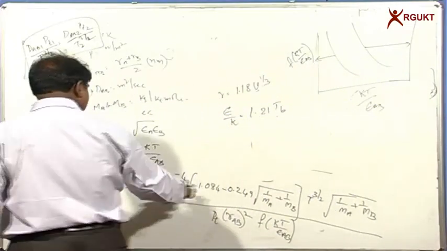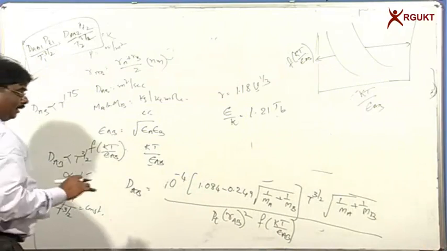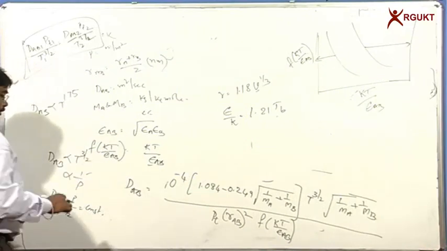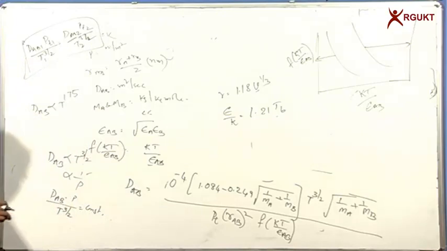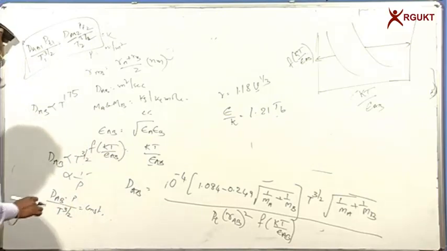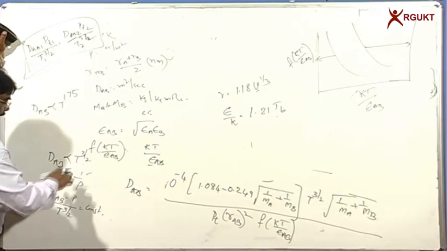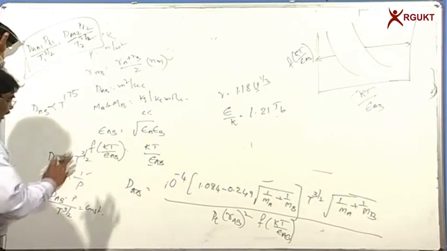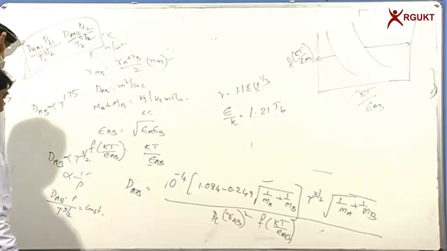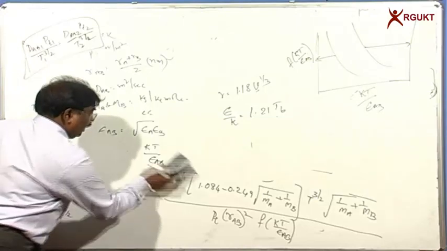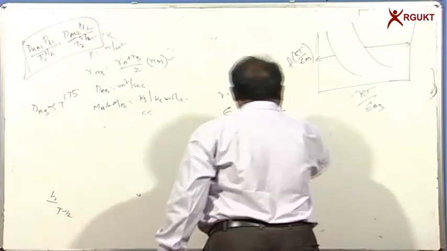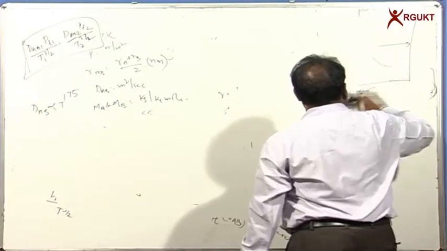According to this expression, D is proportional to T to the power of 3/2 and inversely proportional to P. If you increase the pressure, the diffusion coefficient decreases. If you increase the temperature, the diffusion coefficient increases, right? This is one way one can estimate theoretically if diffusion coefficient values are not known.